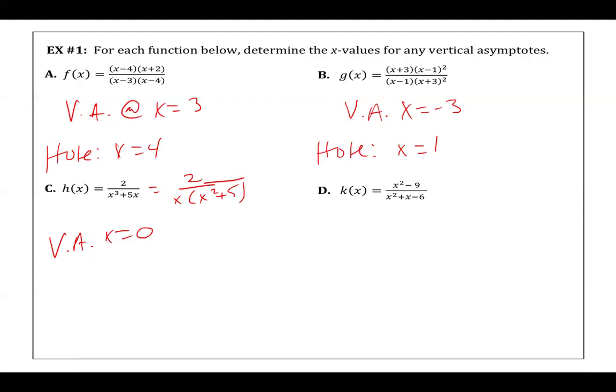So your vertical asymptote would strictly only be because of the x, not because of x squared plus 5. X squared plus 5 will never equal 0. Does that make sense? Because every time I put in a negative, it's going to become a positive, right? So it would never become 0. So the only thing that defines my vertical asymptote is at x equals 0, okay? And then because nothing eliminates, there are no holes, right?